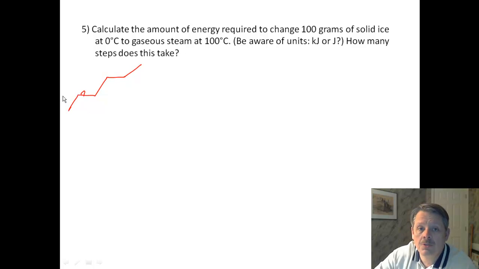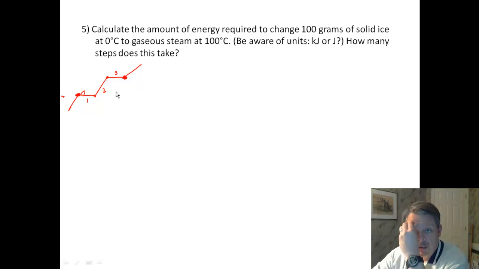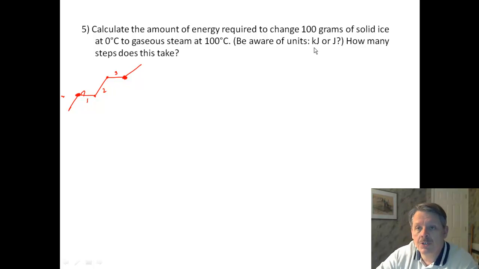Well, 0 degrees Celsius is here, and because it's ice, we're starting at this point over here, because we have to melt it first, and then we have to heat it up. And then after it's heated, it has to be converted all the way into steam, so we have to go over here. So we have 3 steps. 1, 2, 3. We have 3 steps to get our answers, right? And it warns us to be aware of kilojoules or joules, so we have to kind of look for that. All right, so let's go and look at what information we have.